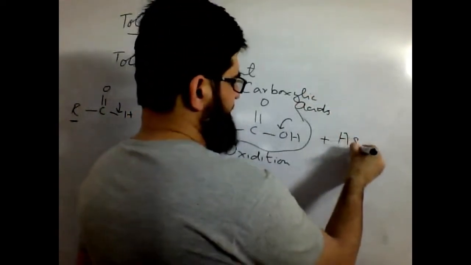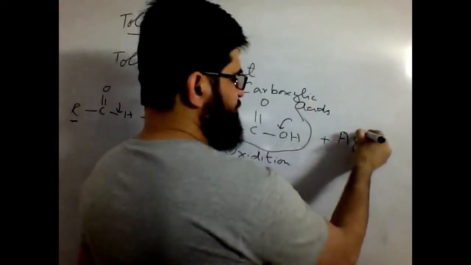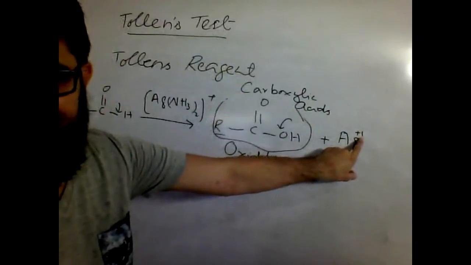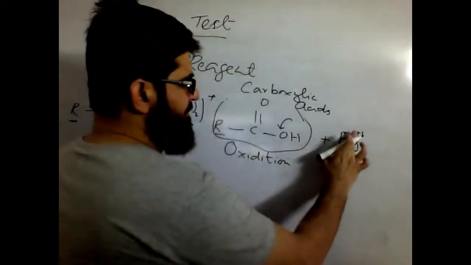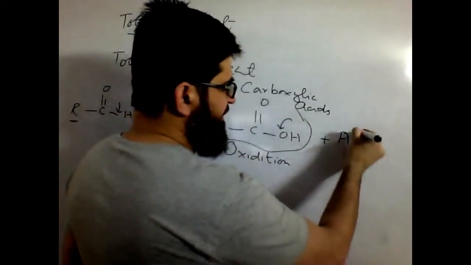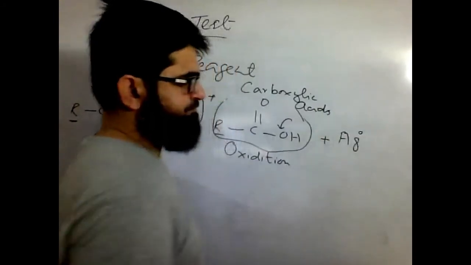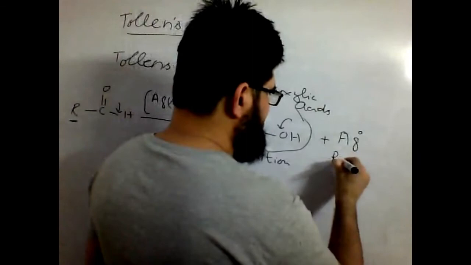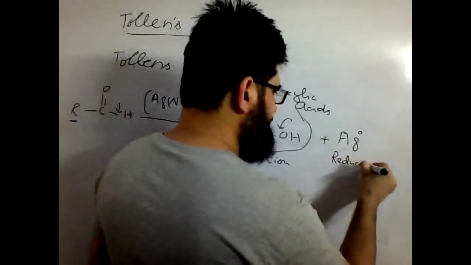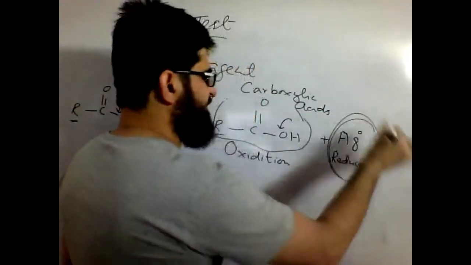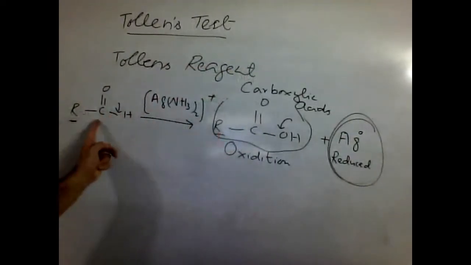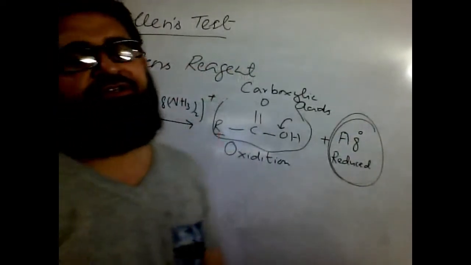At the same time, what happens? The silver, which originally carries positive 1, becomes Ag0. It means it has got reduced. Ag undergoes a reduction in this test, while the aldehydes undergo oxidations.